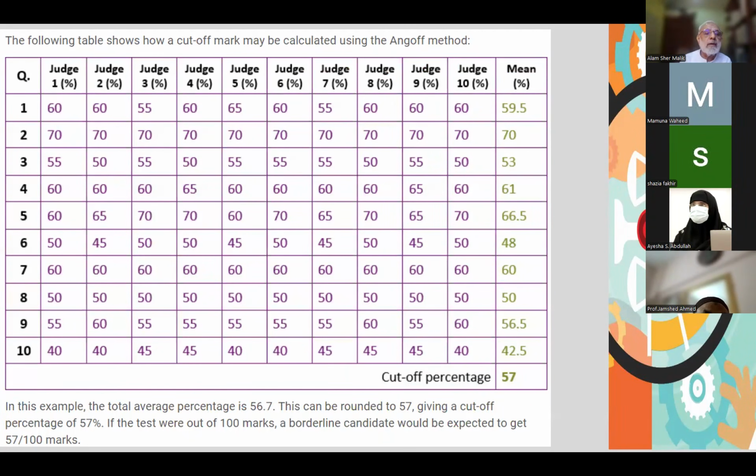We are not talking about all the candidates, or the top tier candidates. We are talking about: if there are 100 minimally acceptable level candidates, how many of them would be able to answer that? And that's how all 10 judges would give their figures, and we would get an average. For each of the 10 items, we have these averages, and then we get an average of these averages, and that becomes the cutoff percentage point. And this is done in the Angoff method.